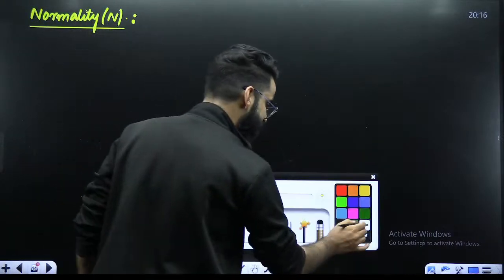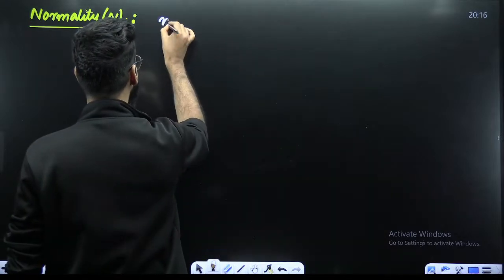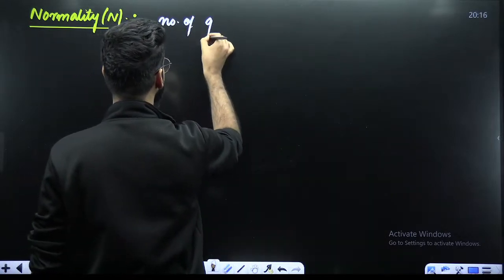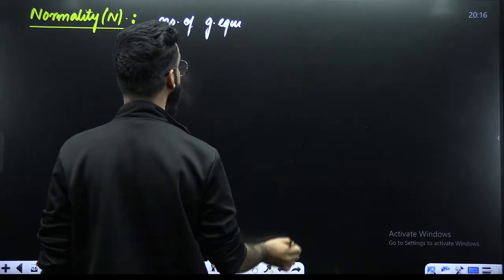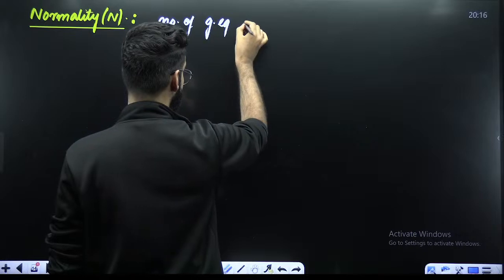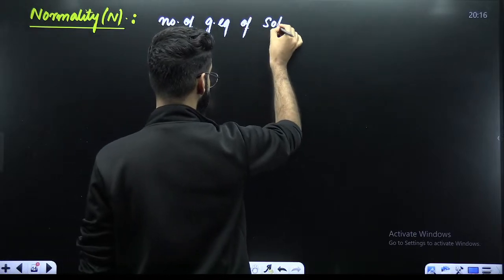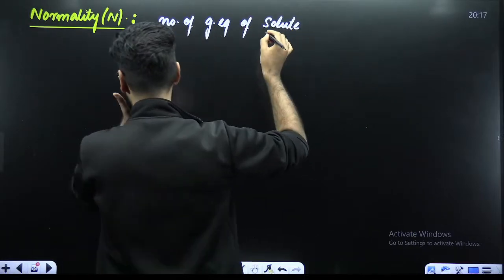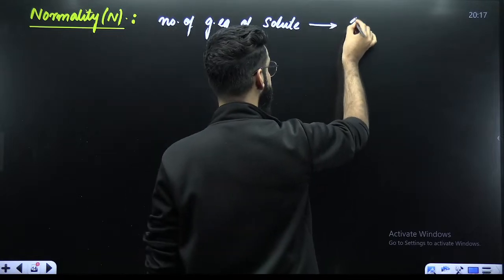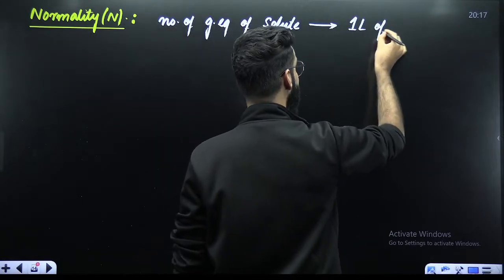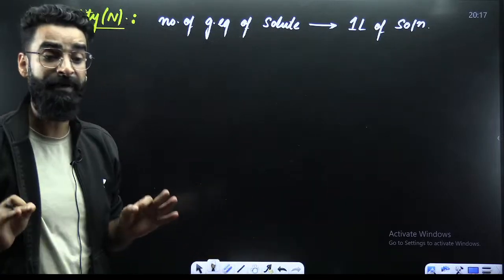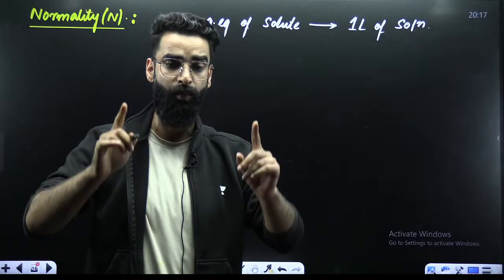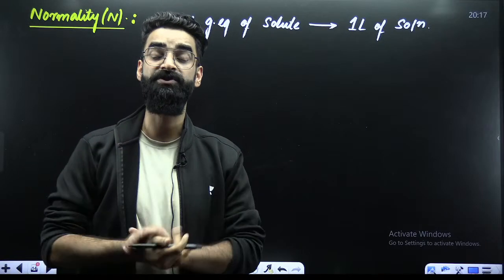How do we exactly define the term normality? Normality is defined as the number of gram equivalents of solute which are present in 1 liter of solution. That is something which you call normality.